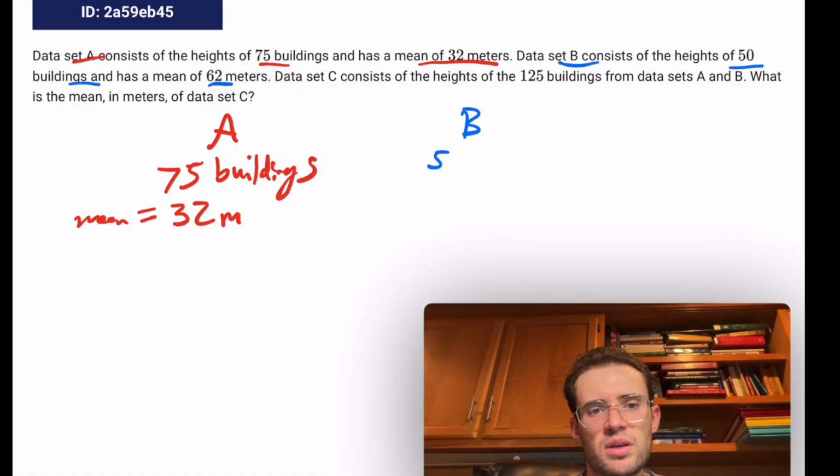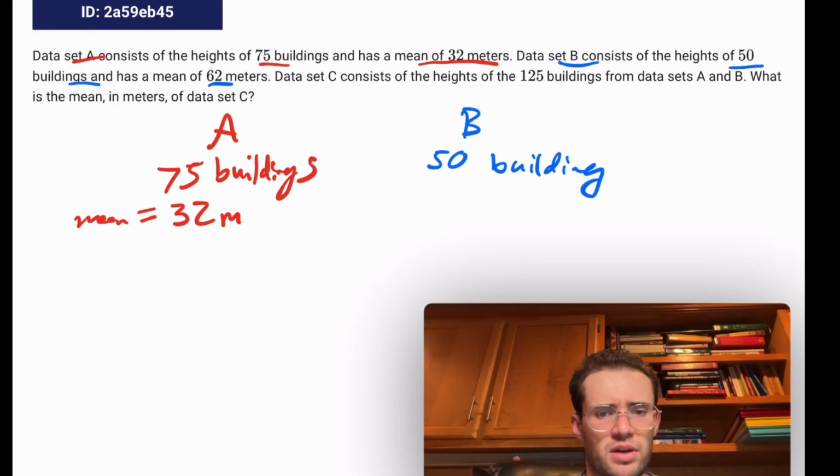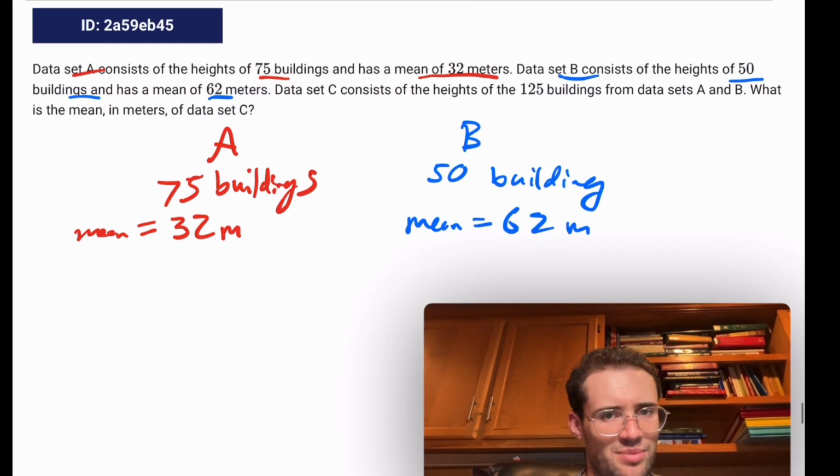So B is 50 buildings, I think this is very similar to the one from, I think, two questions ago, because there's also 75 and 50. They just, I believe, had different values for the means. 62 meters. Let's see if they ask the same thing. Data set C, okay, it's the same thing where they combine them.